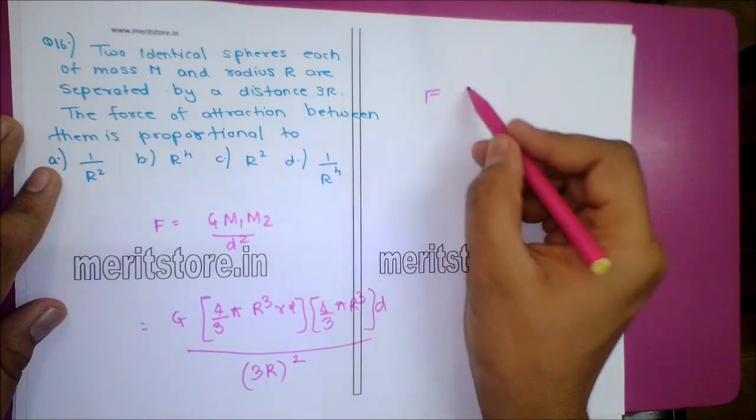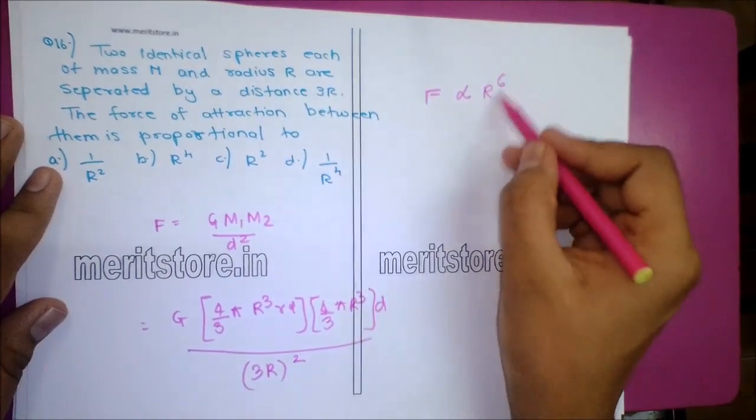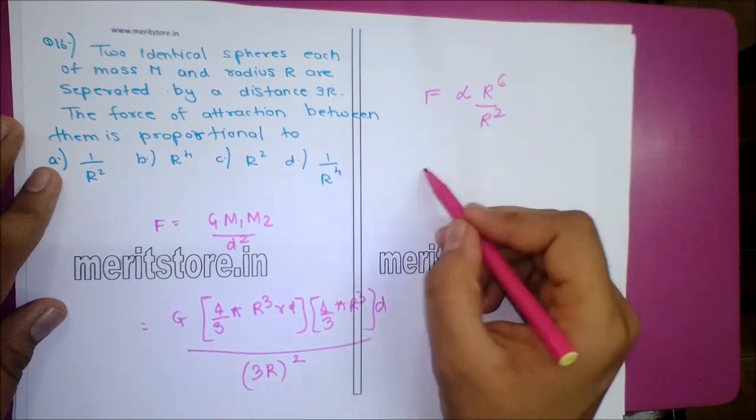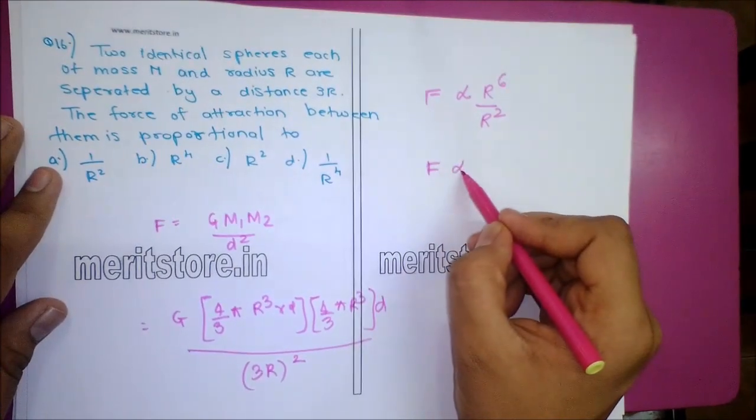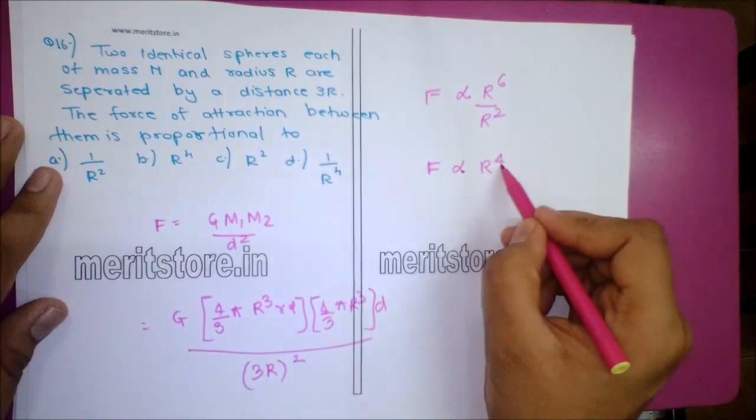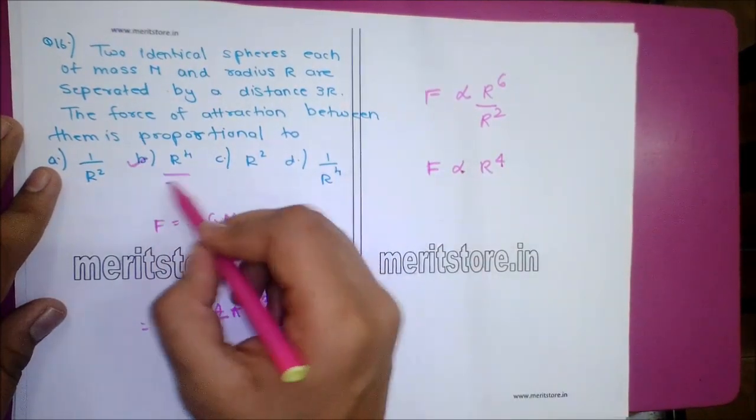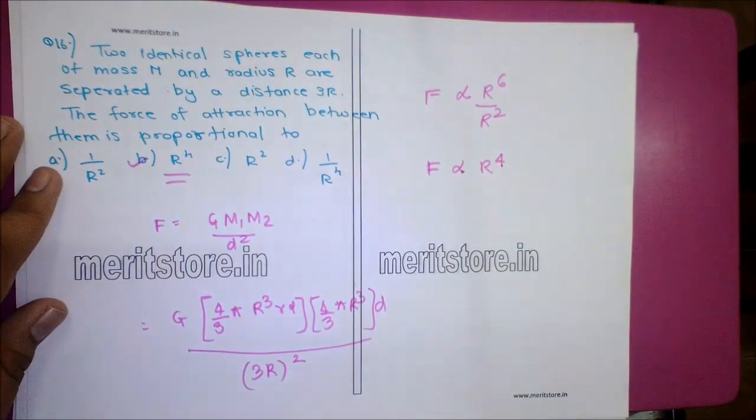So F is directly proportional to r raised to 6 upon r square. So F is directly proportional to r raised to 4. So option B, r raised to 4, is the correct answer.